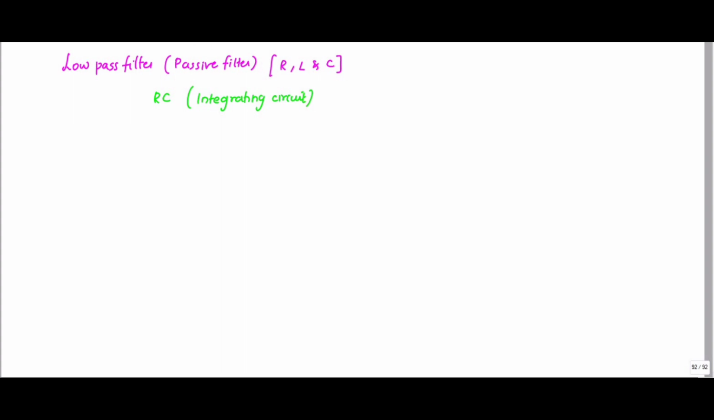So I told you here we are going to use only R and C. This is your input, and here you are taking the output. The current flowing through this is I. So I can write V naught is equal to 1 divided by C integration of I of t dt. This is the current flowing through the capacitance.